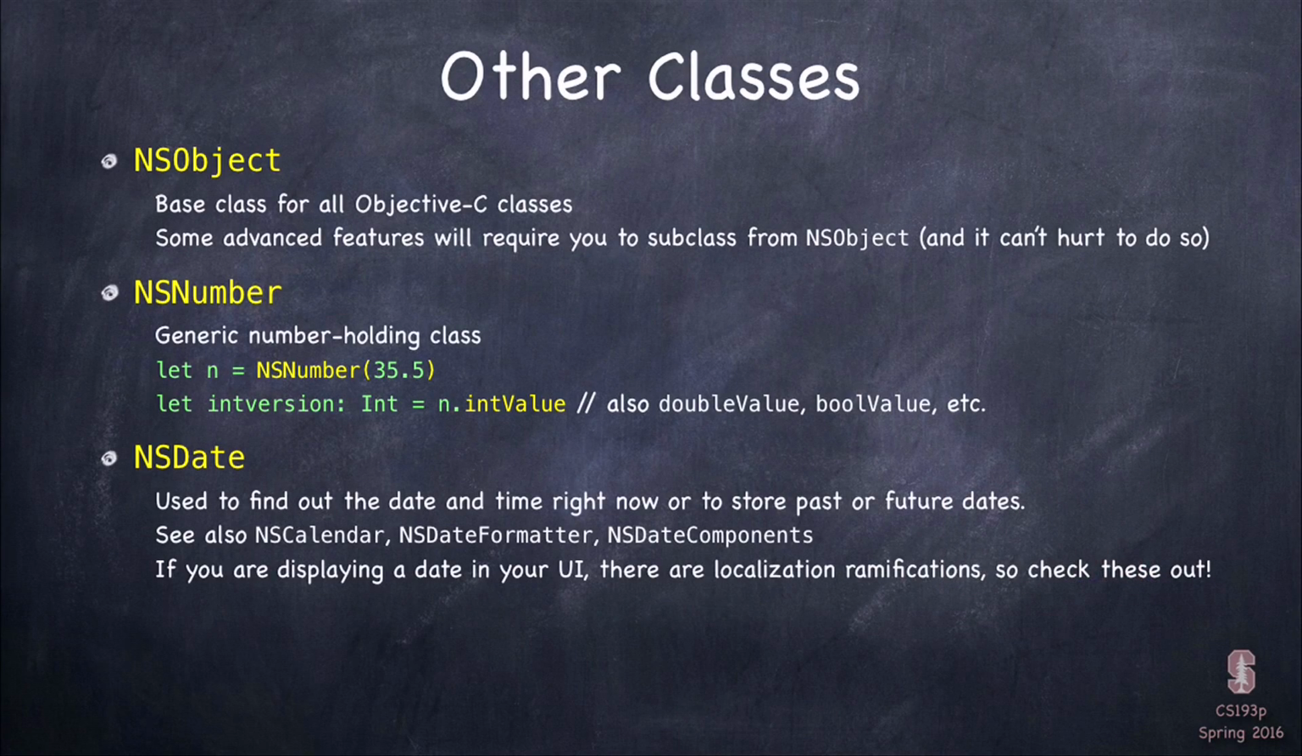NSDate, really important class to know about. If you want to put a date in your UI, you need to be very careful because dates are represented in a different way all over the earth. And the date class knows all about those ways. It has a lot of companion classes like NSCalendar, NSDateFormatter, NSDateComponents to help you put dates on screen in a way that's going to work when you translate your app to Chinese. So NSDate is an important class to get familiar with and understand what it can do. If you're ever going to put a date in your UI, you're going to need to know about NSDate. NSDate can also tell you the current date and time.